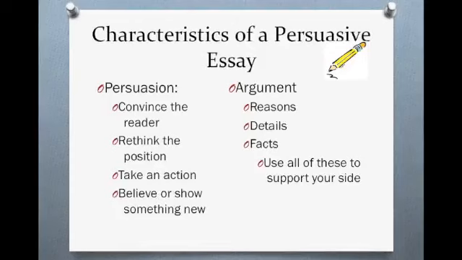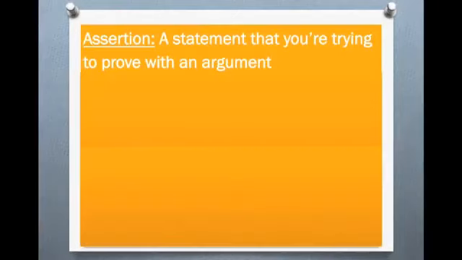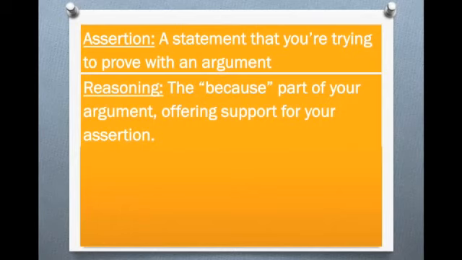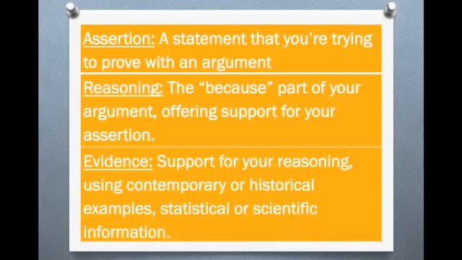position on the topic. Now, when you are giving an argument or talking about an argument, there are three pieces in the argument. There's what's called the assertion. This is the statement you're trying to prove with your argument. There's the reasoning. This is the "because" part of your argument, where you're offering support for your assertion. And then there's the evidence.